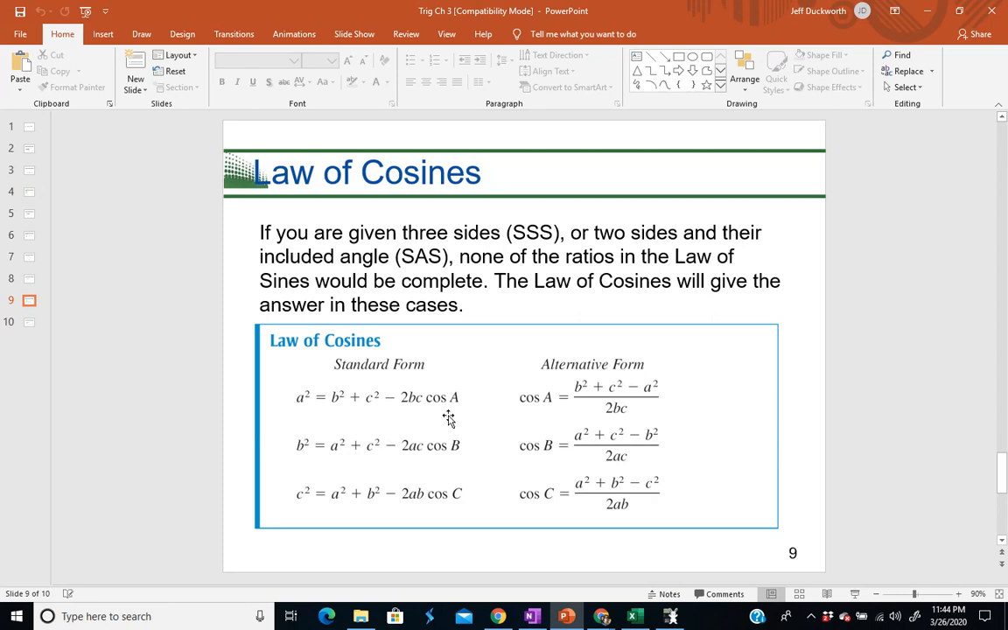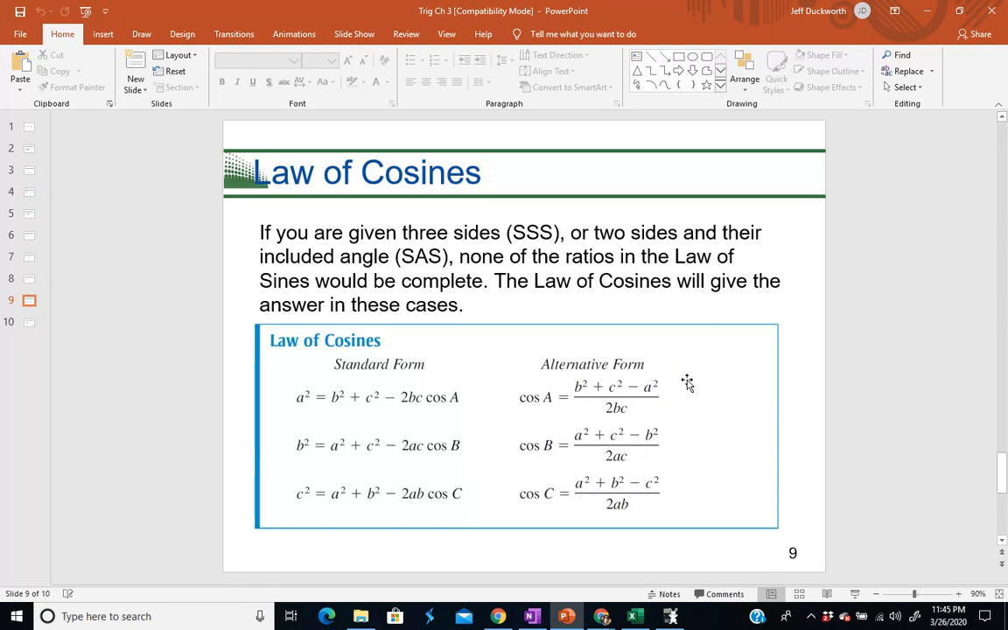If you have these other three, if you have the angle a, you can do this. If you're looking for b, you'll need the angle for b. And if you're looking for c, you'll need the angle for c. The ones in the standard form are typically when you're dealing with the side-angle-side. And so the angle that you have is the one that you choose.